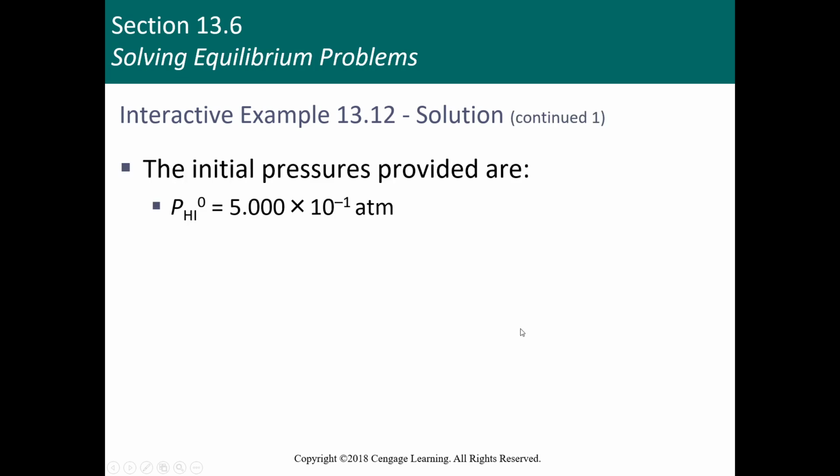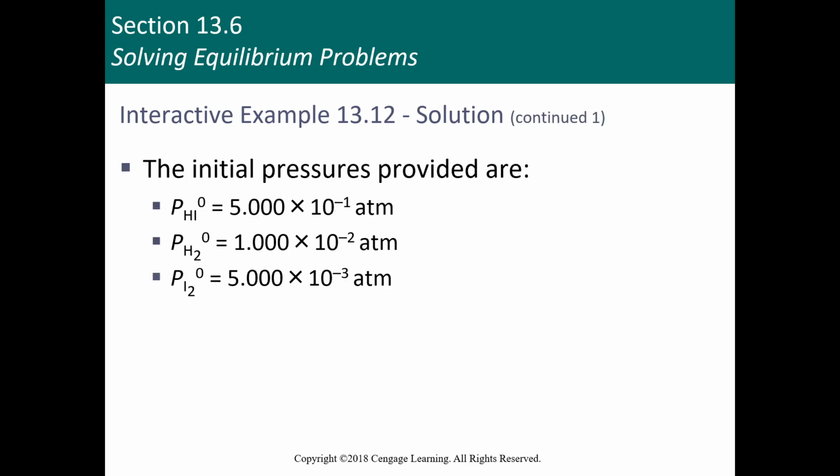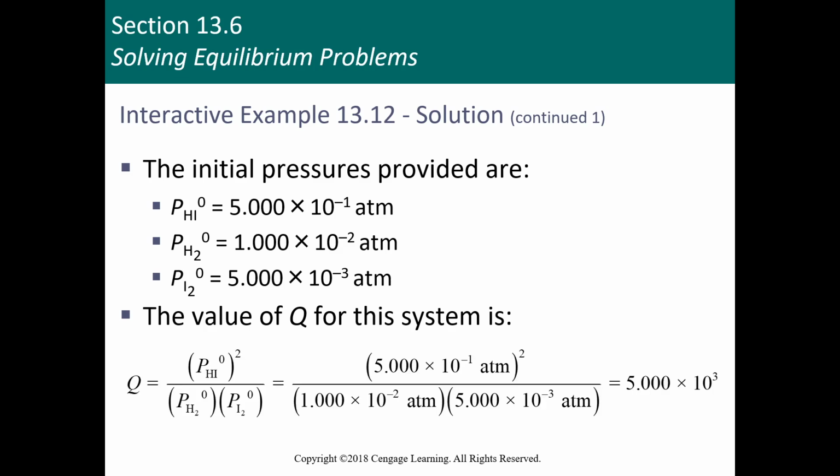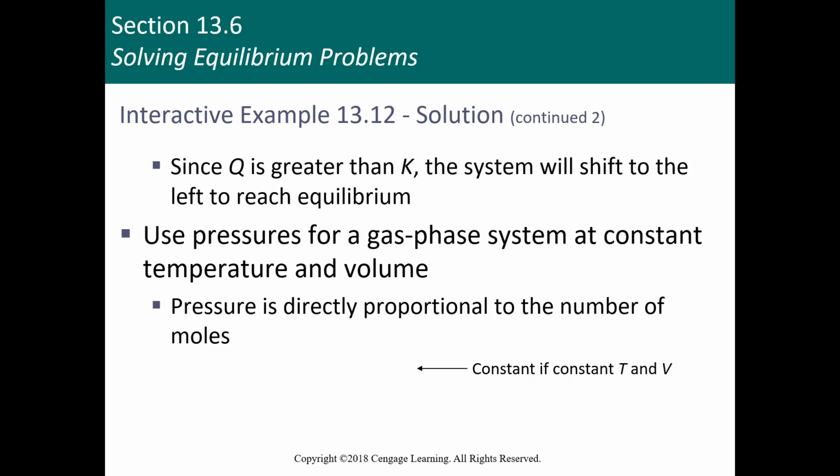All right, so we have our initial pressures that were provided. We can go ahead and calculate a Q that will give us the direction we're supposed to go for this reaction. So we plug these initial values into our expression. This will give us Q, the direction we're supposed to head. And right here we plug this in, and we get 5 times 10 to the third. So Q in this case is greater than K. What that means is the system will have to shift to the left to reach equilibrium.